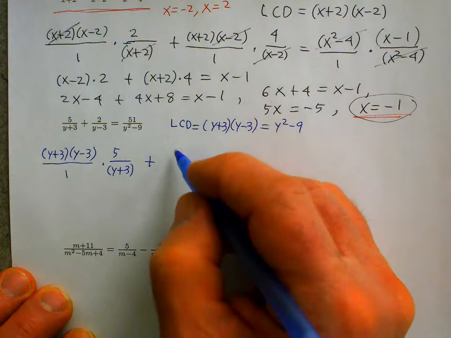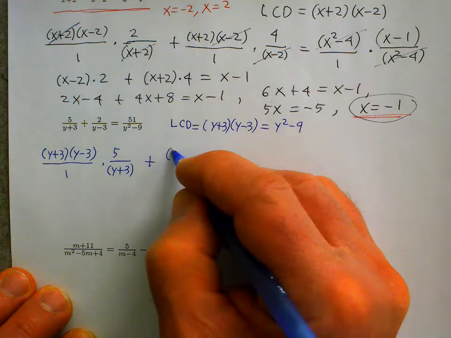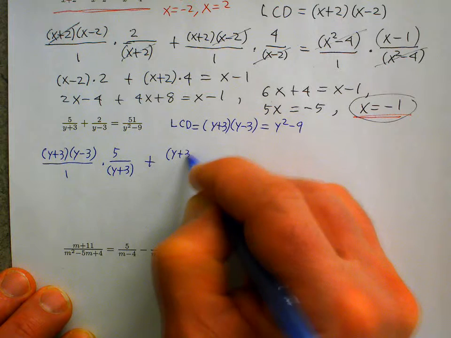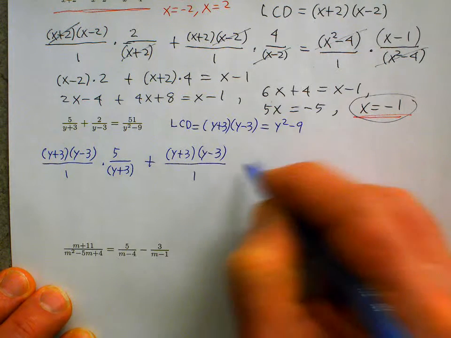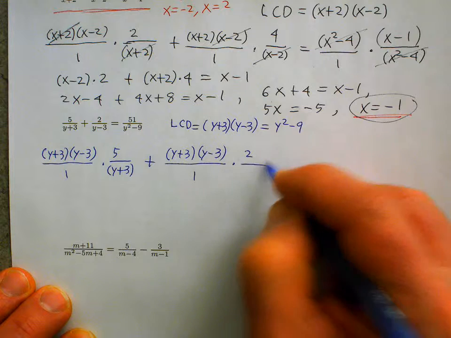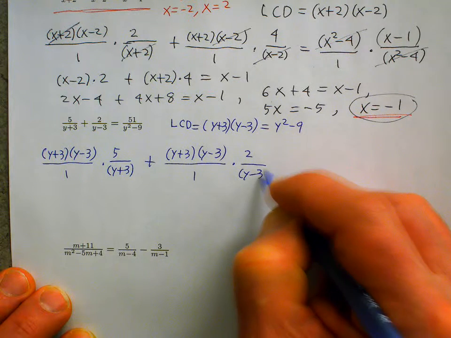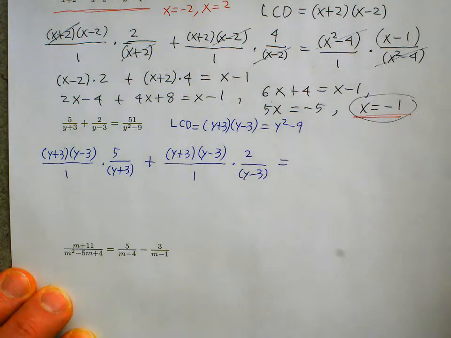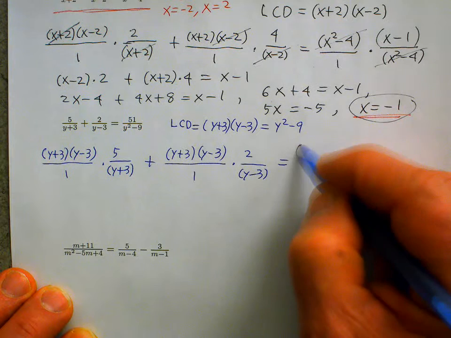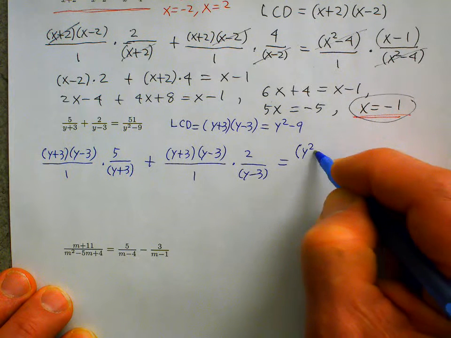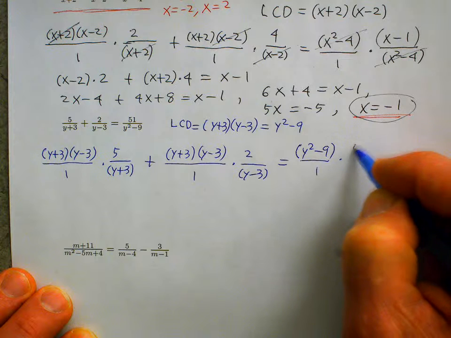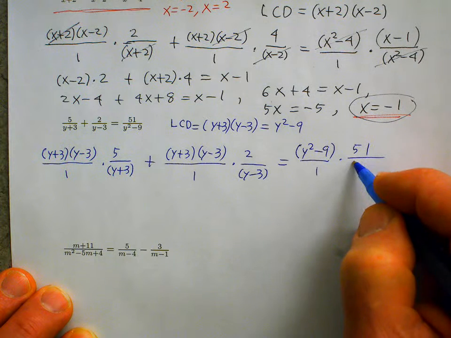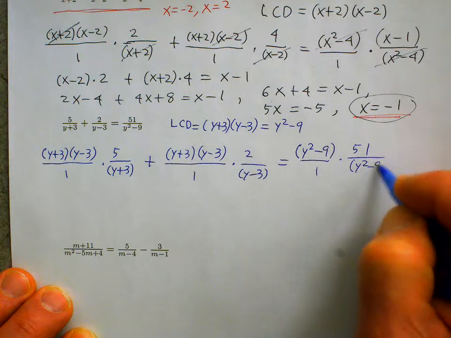And then multiply the next term by the least common denominator, y plus 3 times y minus 3 over 1, times 2 over y minus 3. And also on the right-hand side, multiply by y squared minus 9 over 1, times 51 over y squared minus 9.